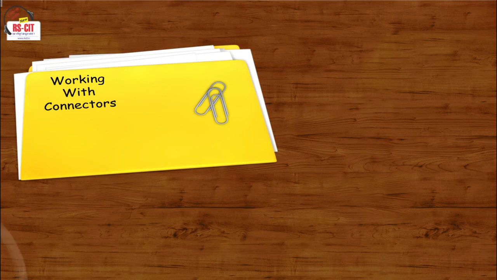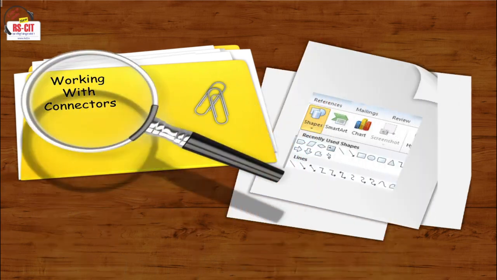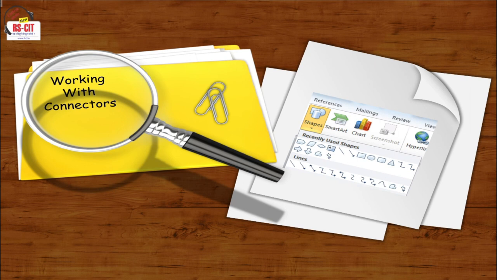Working with connectors. A connector is a line that has connection points at the ends of the line and stays connected to the shapes that you attach it to. They are different from conventional lines because connectors, as the name implies, stay connected to the shapes they are linked to. Move any connected shape and the connectors move and reorient with the shapes automatically.